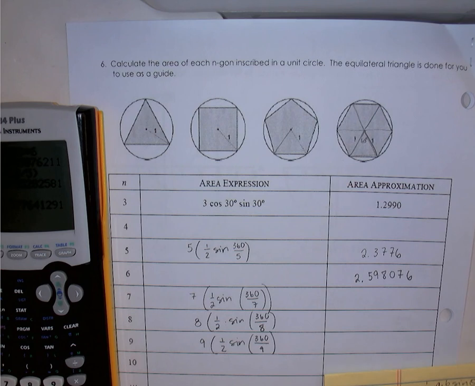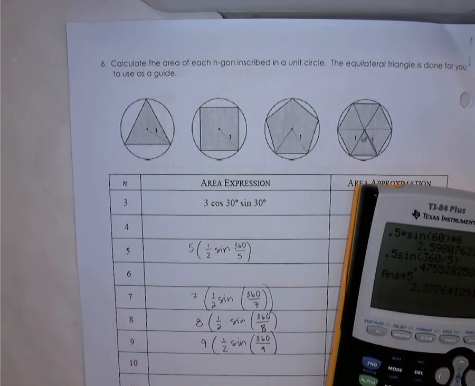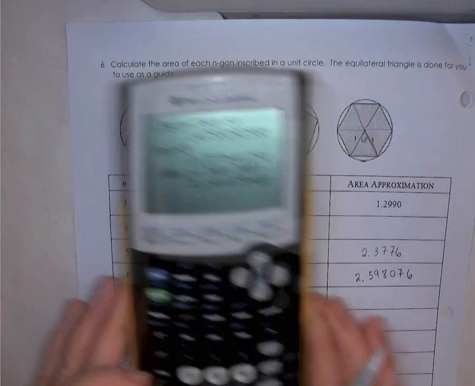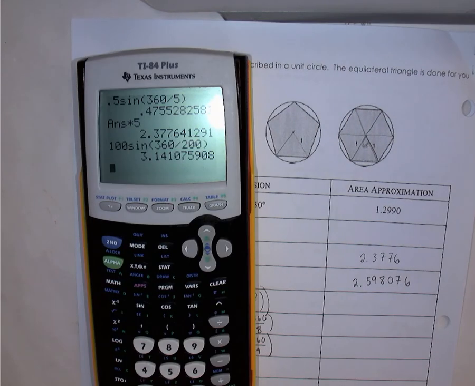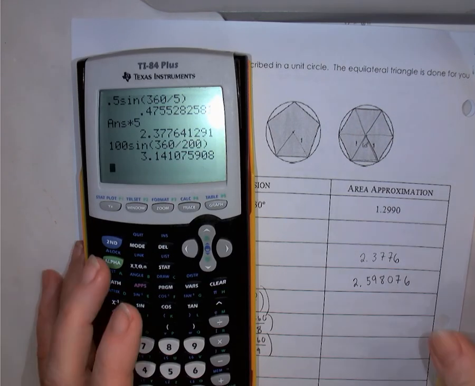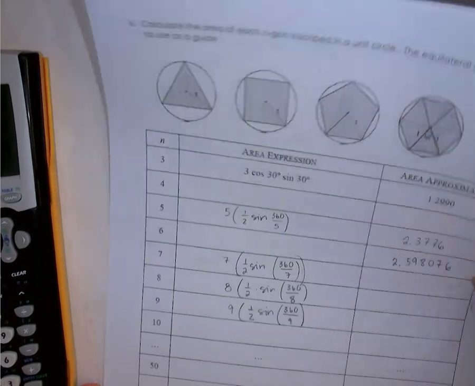So that's how I progressed to get the area. By the time we get to 200, it's going to be 200 times 1/2 the sine of 360 divided into 200 pieces. So that is 100 times the sine of 360 divided by 200, which gives us 3.141, which is very much like pi.